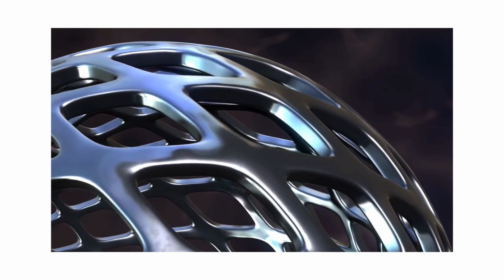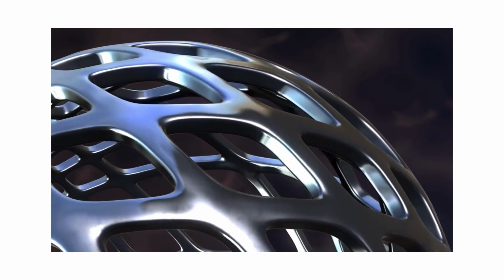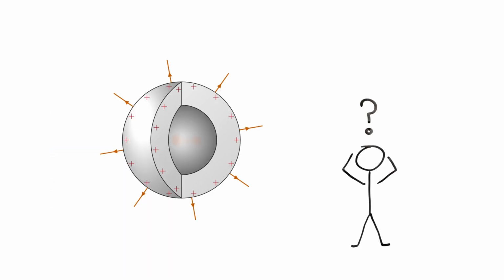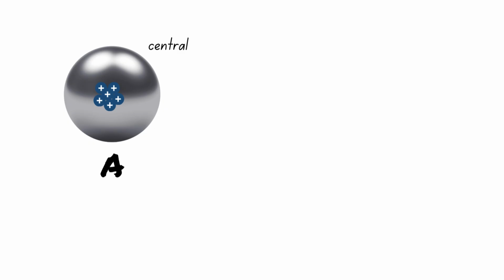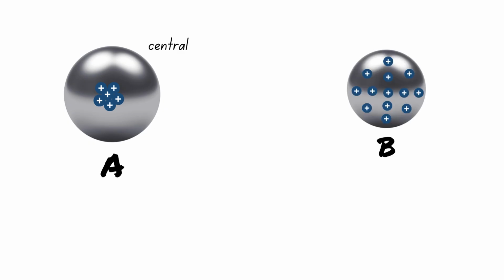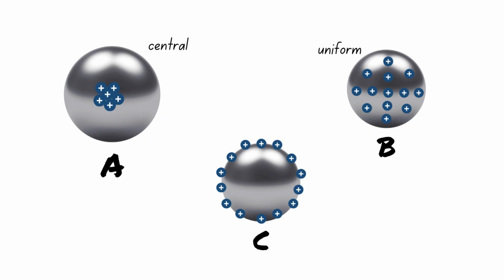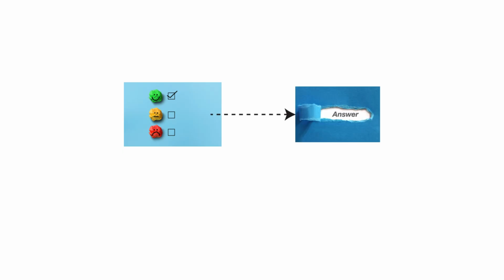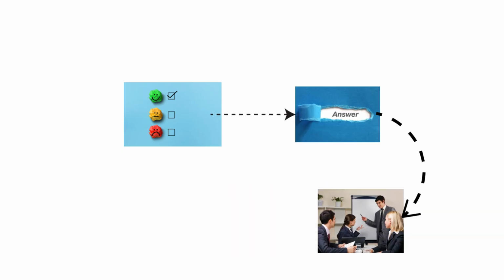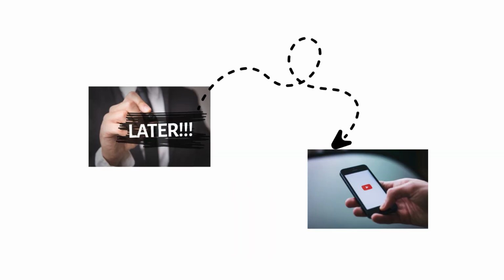Given a charged conducting sphere, how do you think the charge is arranged inside it? A. All the charge is at the center. B. It's evenly distributed throughout the volume of the sphere. Or C. It's distributed only on the surface of the sphere. Pick your answer and I will tell you the correct one, along with the explanation, later in this video.